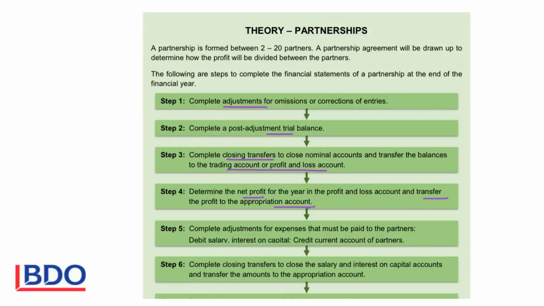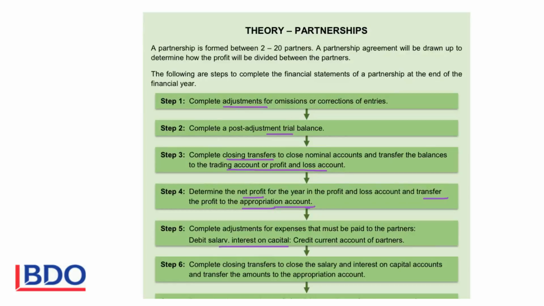In a partnership, we have different partners, so we have to divide that profit between the partners, and that division of the profit between the partners will be shown in the appropriation account. We complete adjustments for the expenses that must be paid to partners, that is the salary and interest on capital. So expense is always debited, so we will debit the salary of A, the salary of the partner B, and we will complete the interest on capital on the debit side.